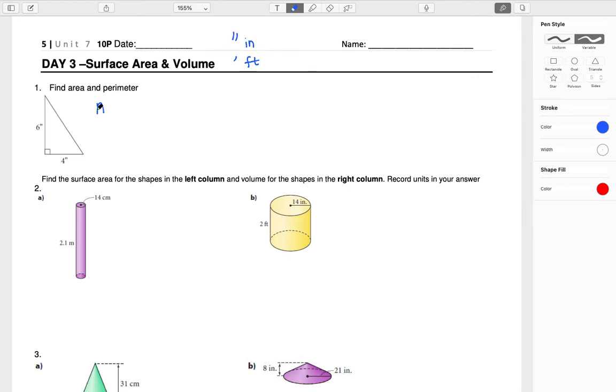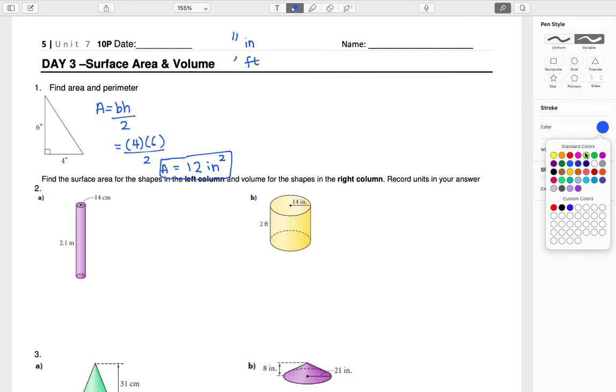Well, to find the area of a triangle, if you look at the formula sheet, it is base times height divided by 2. In this case, we know the base, which is 4. Height is 6, divided by 2. So it's 4 times 6, 24, divided by 2. Area is going to be 12. For the unit, rather than writing the symbol again, just write inch squared.